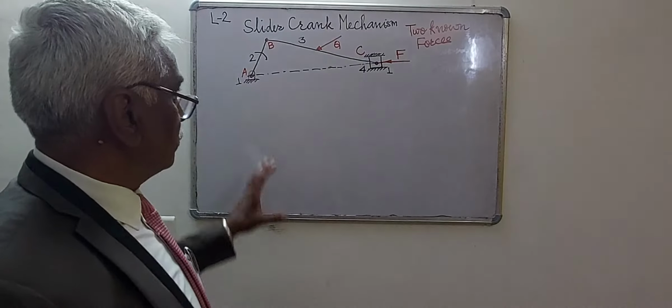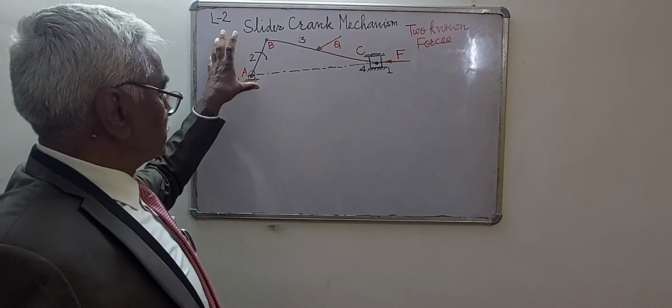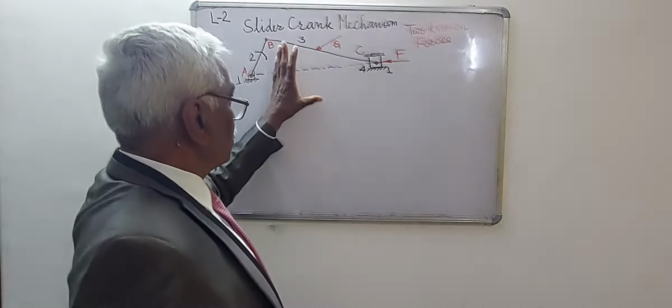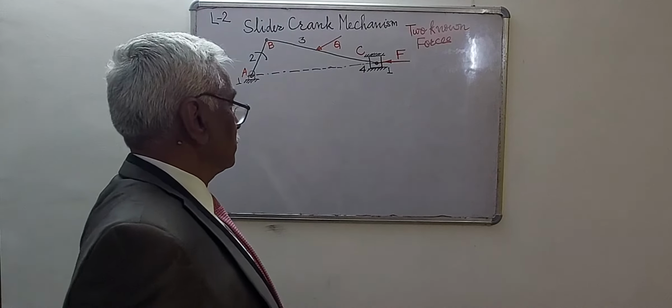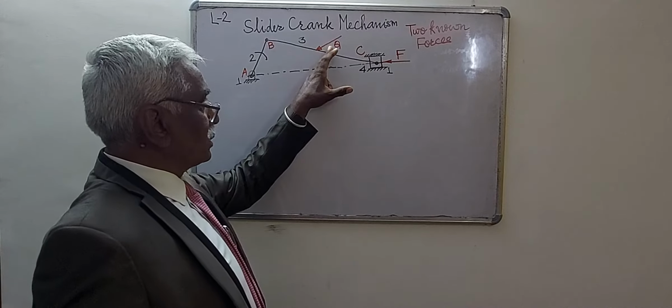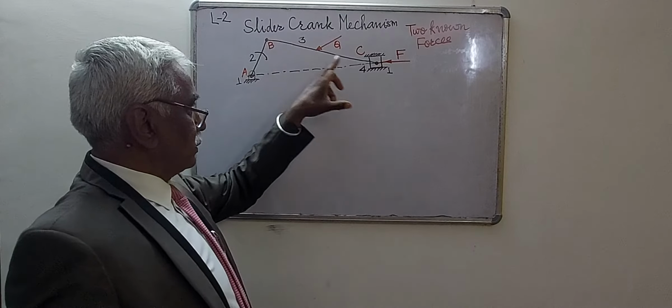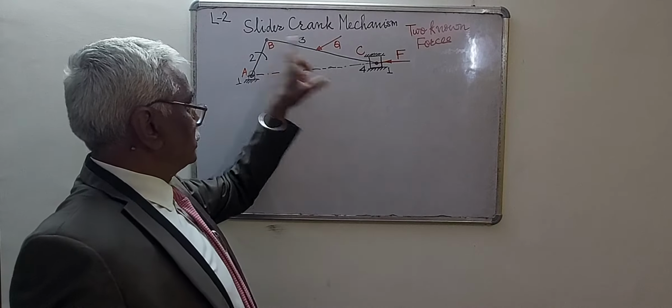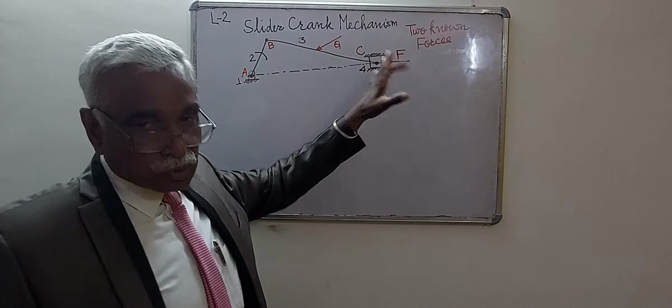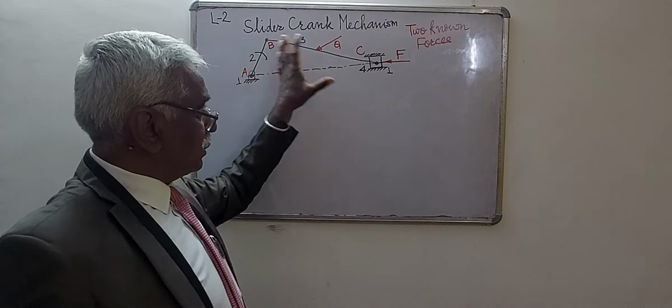Today we will discuss the force analysis in case of slider crank mechanism when two forces are acting on it. In the previous case, the force Q was not acting on the connecting rod BC. There was only one force acting on the slider, that force was F. It is slightly a different case.